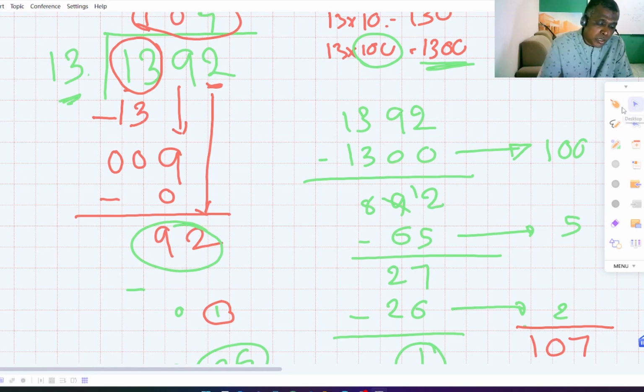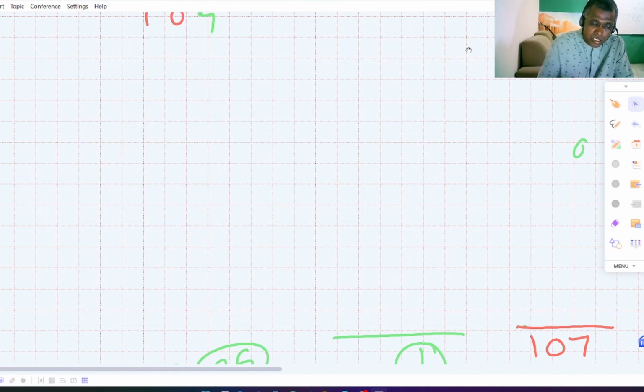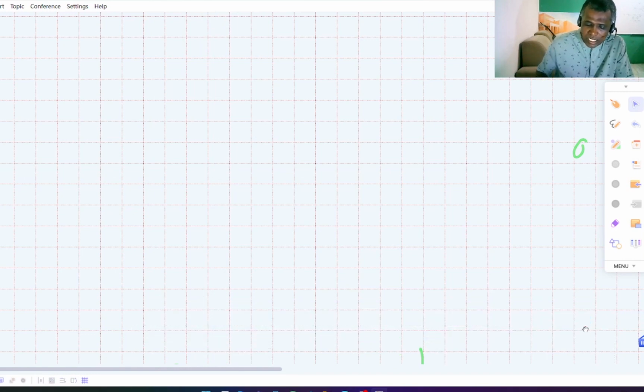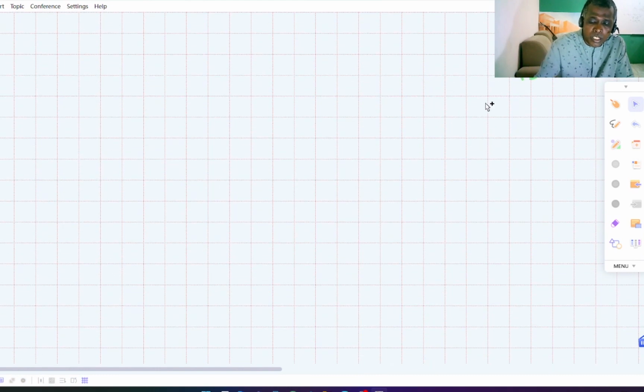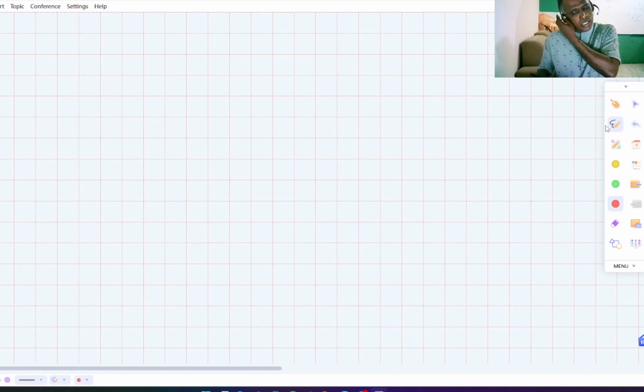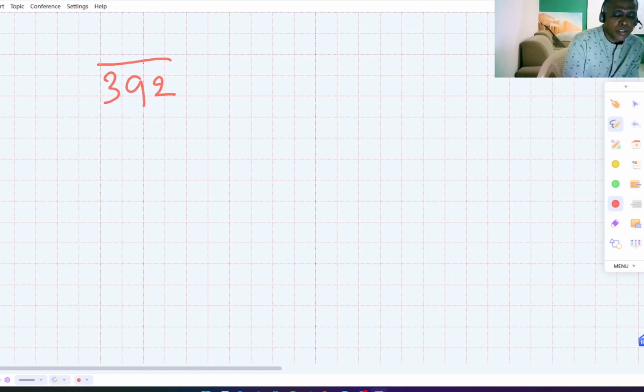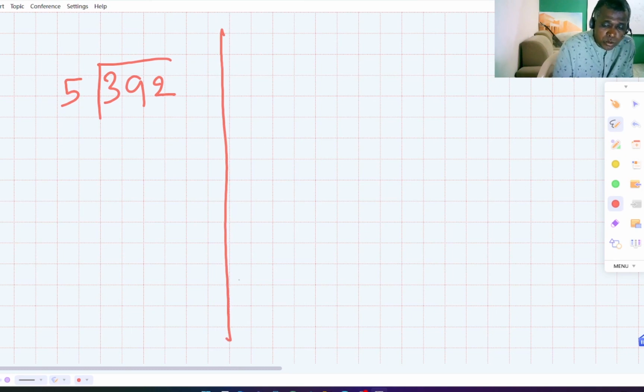Okay, I will erase this page. I will get this page, and let's see another method that's called short division. There are different methods to carry on division problems. One is the short division method. Let's see. I will take one small example. You want to divide 392 by 5. The long division method I will do here, and the short division method here.